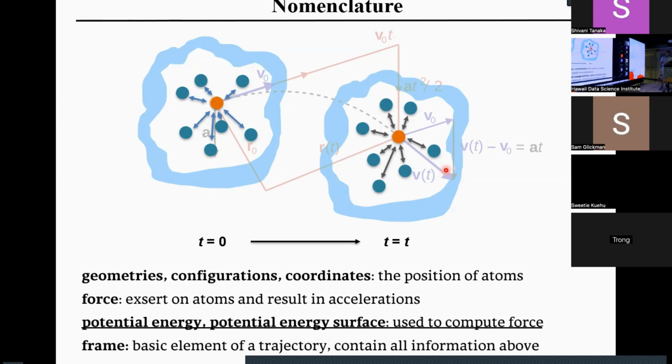Then all three combined, collected, is called a frame. For example, here I'm showing you two frames in a trajectory. In each frame, you will have the coordinates, you will know what the forces corresponding to these coordinates are, and you know what the potential energy, or the potential, is corresponding to these coordinates. That is called a frame, and the trajectory is just a collection of all the frames.